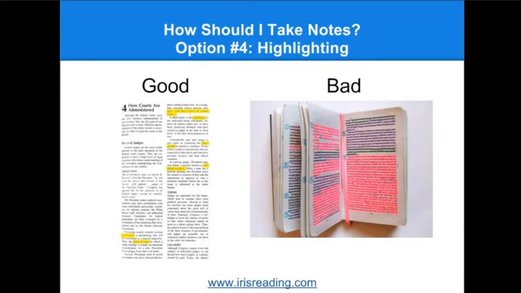If you've ever bought a used college textbook, you know some people go a little crazy with highlighting. And how does excessive highlighting happen? Well, here's how it happens. Somebody is reading along, and somewhere midway through the paragraph, they realize, whoa, this is really important. I got to highlight it. So they highlight that sentence.